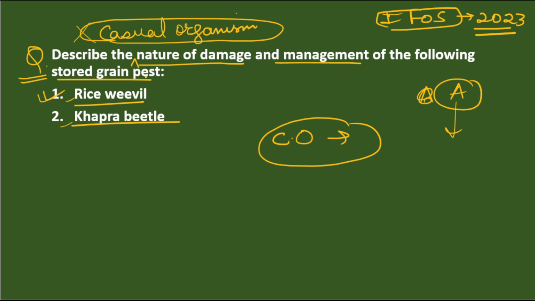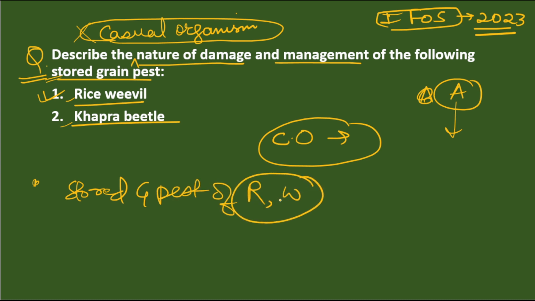So we have to describe the nature of damage and management of rice weevil and khapra beetle. First of all, both of them are stored grain pests, so mention it. Sometimes they will change the question and give it like this: write the management of the stored grain pests of rice. They can also become crop specific, that is, stored grain pests of rice, or they will give stored grain pests of wheat. So they have done this in previous years.